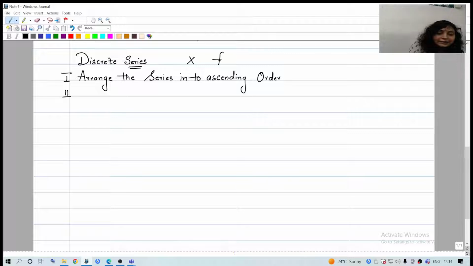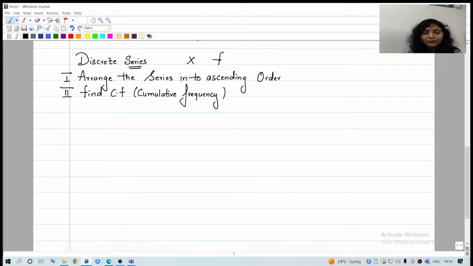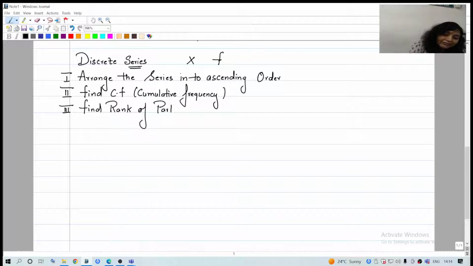Now second step is find CF. CF stands for cumulative frequency. That means you have to find out the sum of frequencies. So the second step is cumulative frequency. Third step is find rank, the rank of the partitional average.